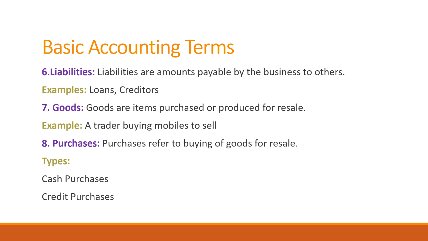Next, it is about purchases. Purchases refers to buying of goods for resale. For example, Ravi buys books worth 10,000 rupees from a wholesaler. So this is called purchases. In purchases, there are two types: cash purchases and credit purchases. If you are purchasing by paying cash, it is called cash purchases. If you are paying later, then it is considered credit purchases.